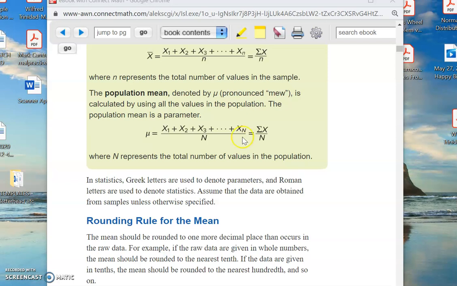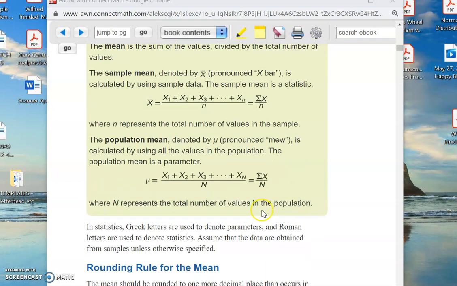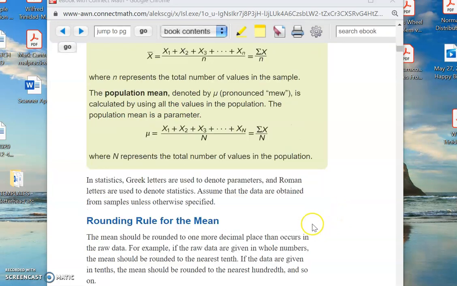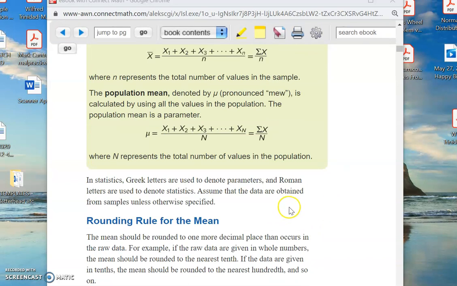As an example, mu. For the samples, we're going to use so-called Roman letters. Those are just the normal letters that we use in everyday life. Okay. Now here's an example of where using the word statistic in two different ways can make you nuts.